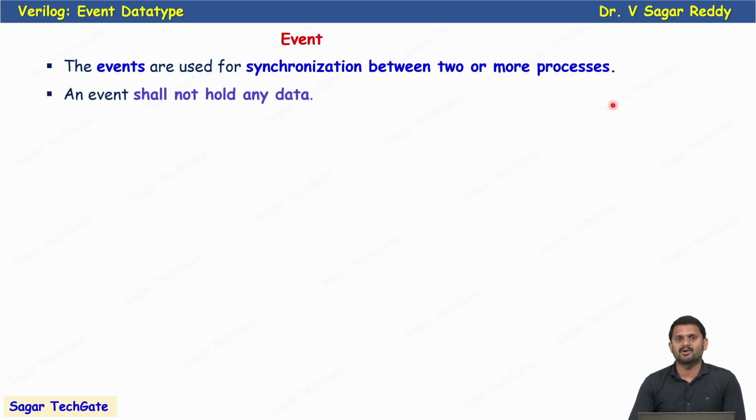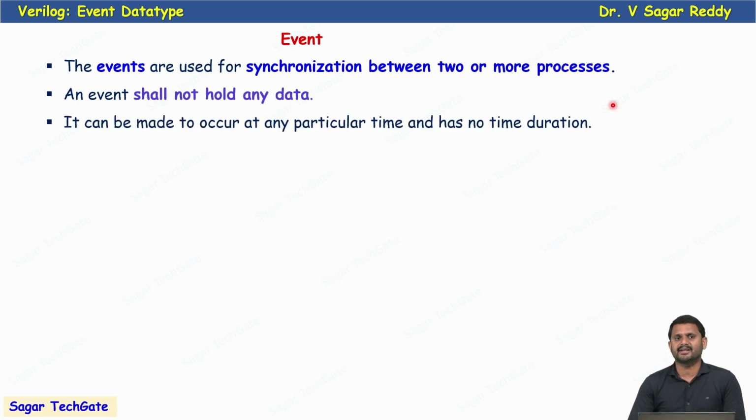An event does not hold any data. It can be made to occur at any particular time, and it has no time duration.